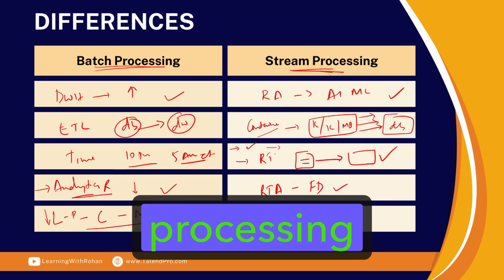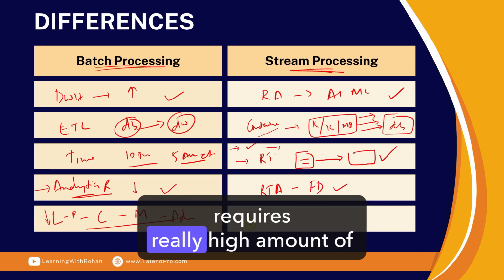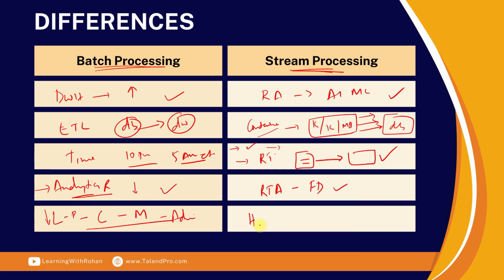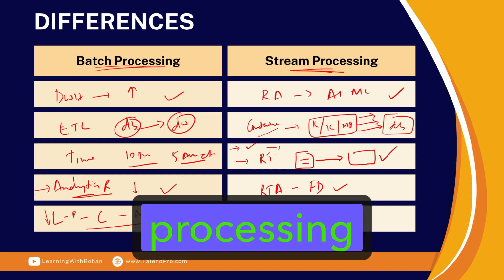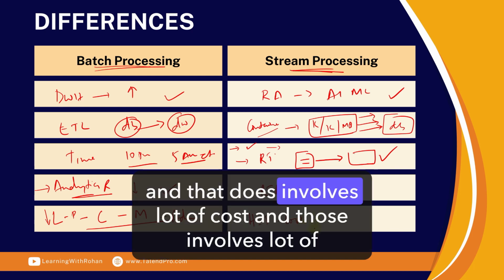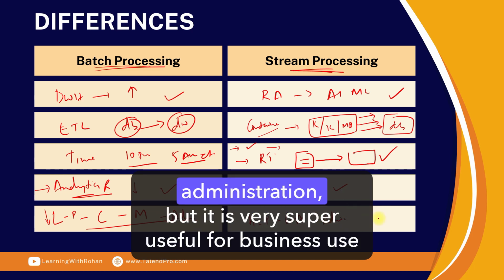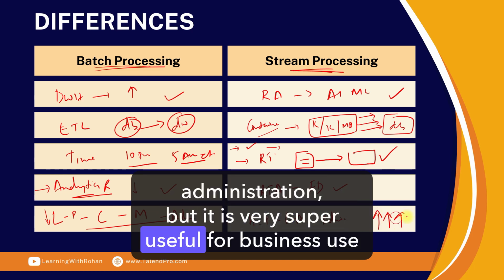Whereas stream processing requires a really high amount of processing, and that involves a lot of cost and a lot of administration, but it is super useful for a business use case to achieve.